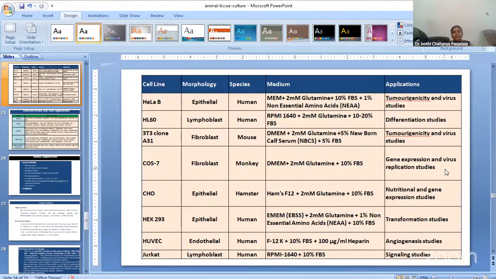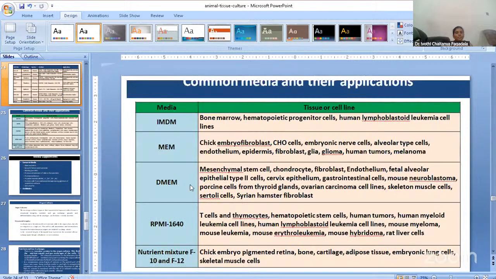For expression and virus replication studies, we use COS7. I worked on HeLa cell lines, COS7, and HEK 293 and HEK 273 also. Most of the cell lines are derived from the human only. Only COS7 is from monkey, and 3T3 and A31 are from mouse, and CHO from hamster. So here the common media and their applications, we just discussed.